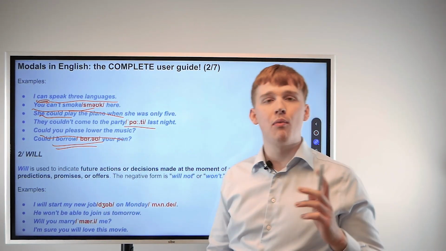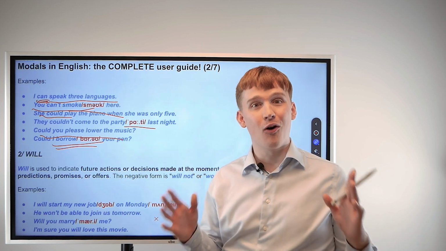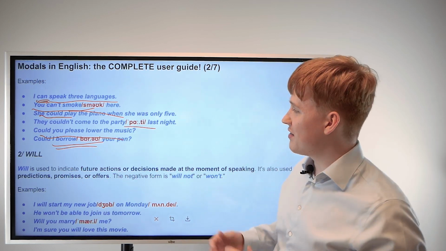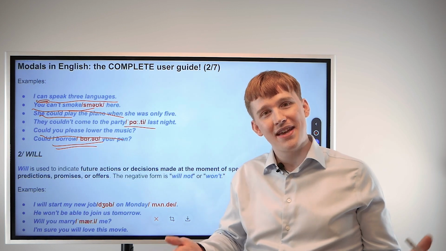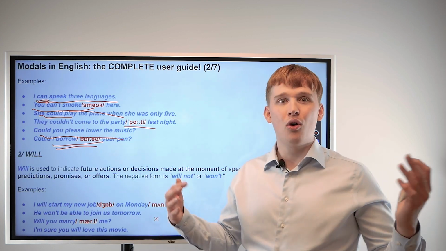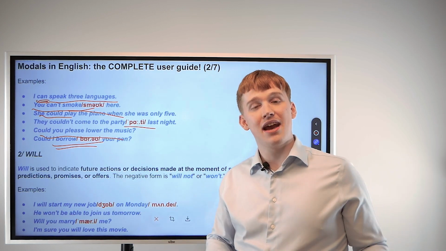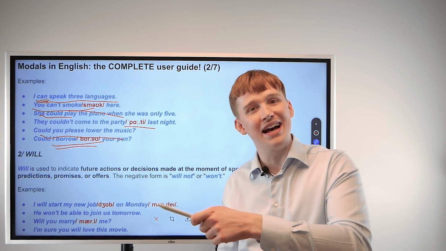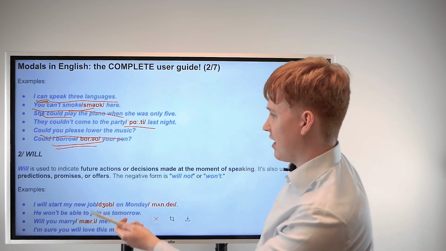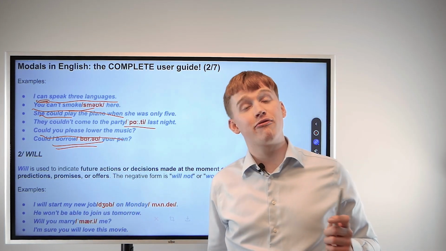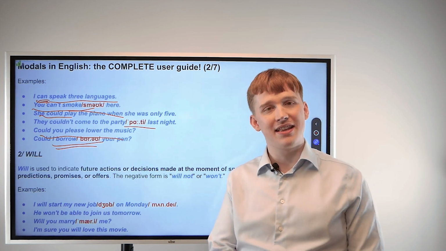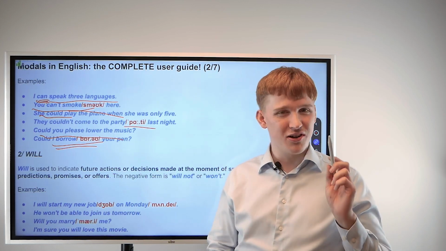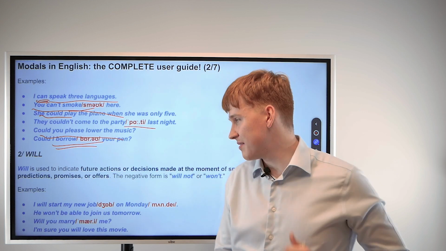Will is used when we are promising something or offering something. So in the moment that you are in, if someone asks you for something and asks you for a favor or something like this, you can say, I will do that. Yes, we also use it for some predictions. So we might say, it will rain tomorrow. And this is a guess, but you're stating it as a fact, you see.